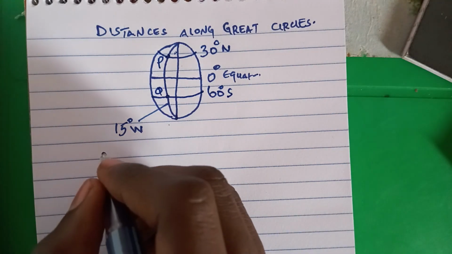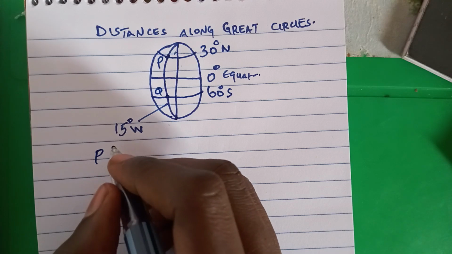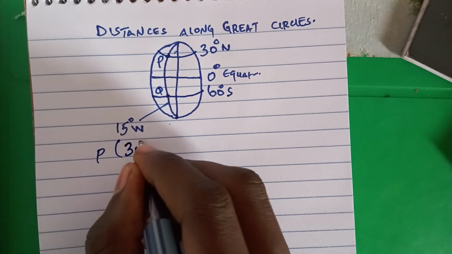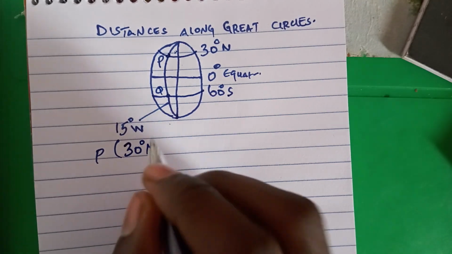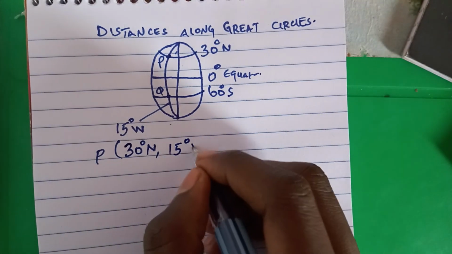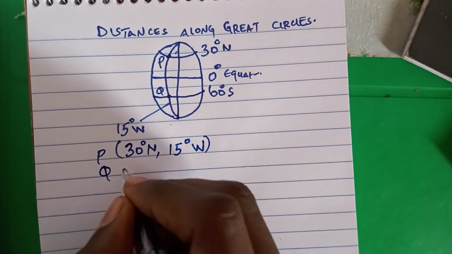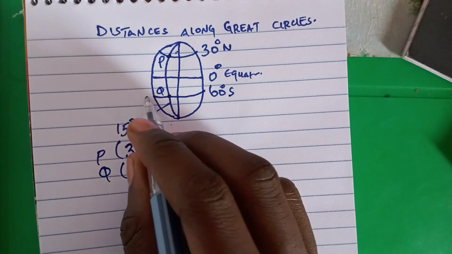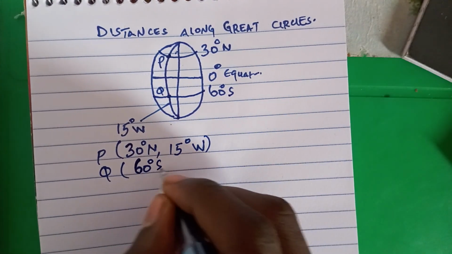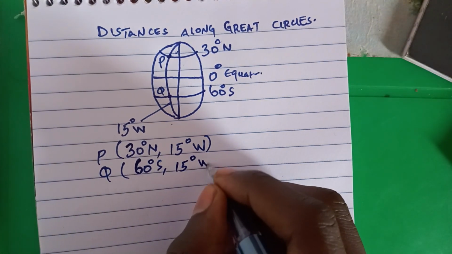The location of P, as we discussed the other day, we start with the latitude. So latitude 30 degrees north, comma, but on the same longitude, 15 degrees west. And then the location of Q will be latitude, this one here, which runs from left to right, 60 degrees south, comma, and longitude 15 degrees west, the same longitude.